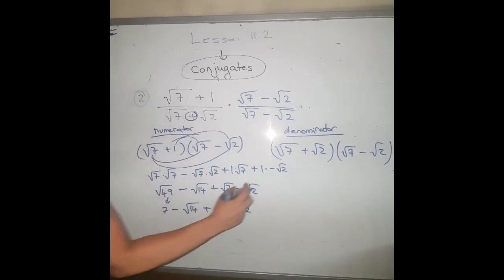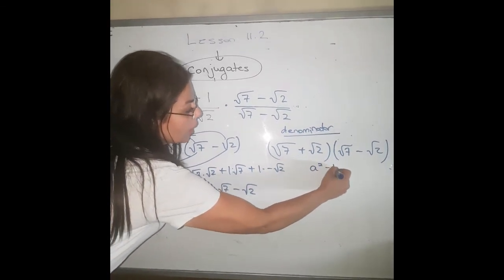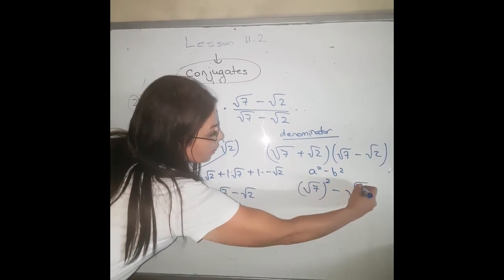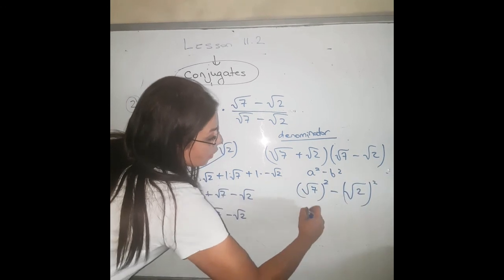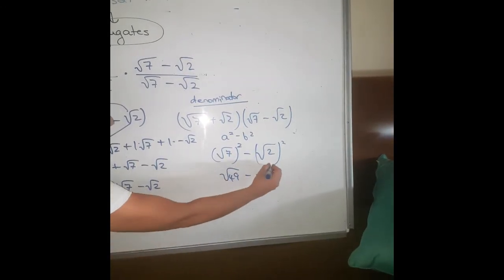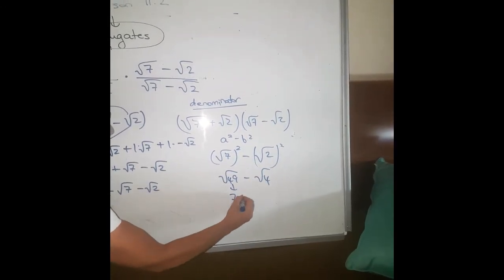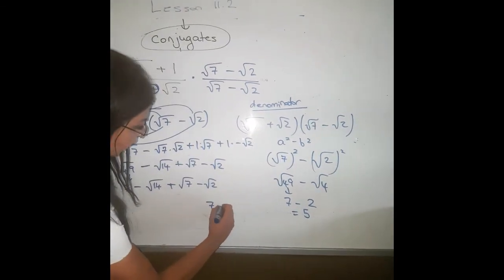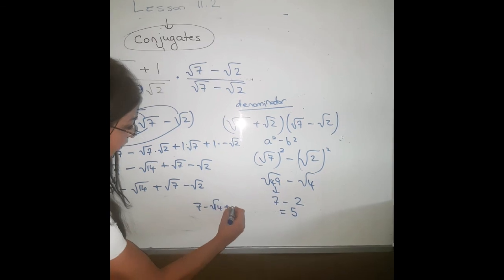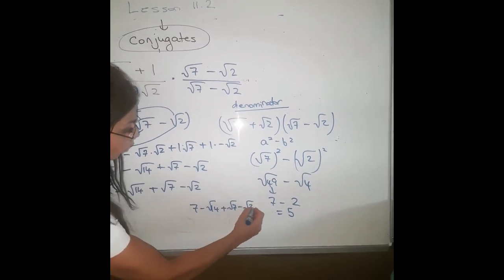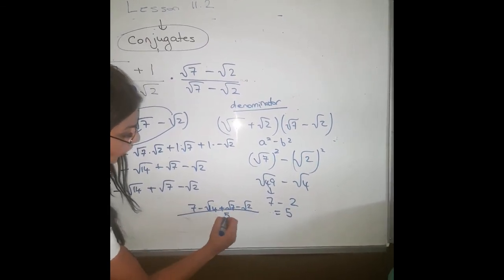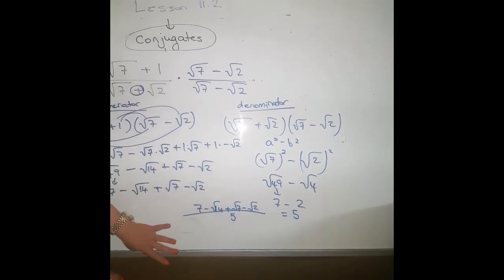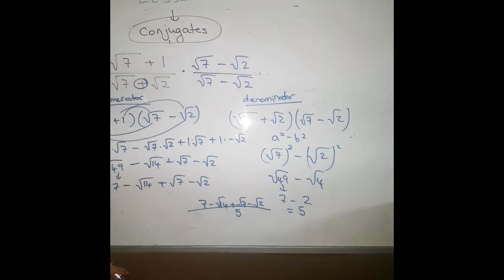Let's look at our denominator. Again, it's a² minus b², which is radical 7 to the second power minus radical 2 to the second power. Radical 49 minus radical 4, which is 7 minus 2, which is 5. So my final answer is 7 minus radical 14 plus radical 7 minus radical 2, nothing is alike, over 5, and this is my final answer. I cannot add or subtract, and I cannot simplify.